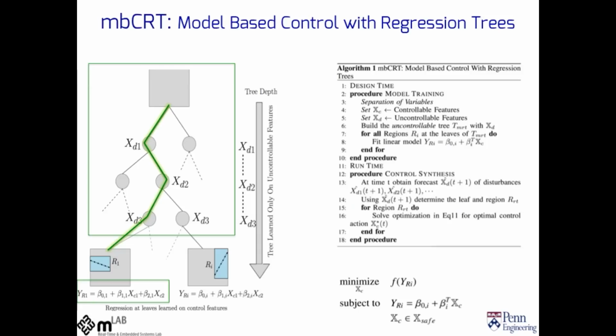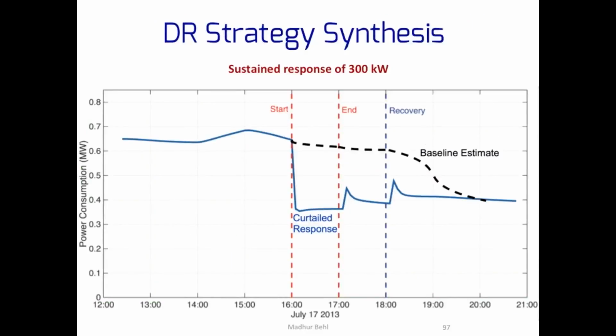So I want to lower the power consumption subject to the model which is valid for that next time step, which is being given to me by this specially built tree, and subject to the constraints on the control input specified by the user. So when we use the synthesis algorithm for our building, what we find is it leads to a very good curtailed response for the duration of the event, which is a very good sign.